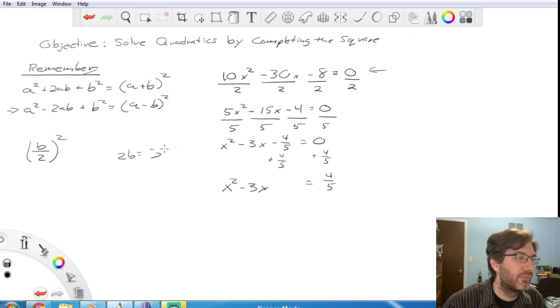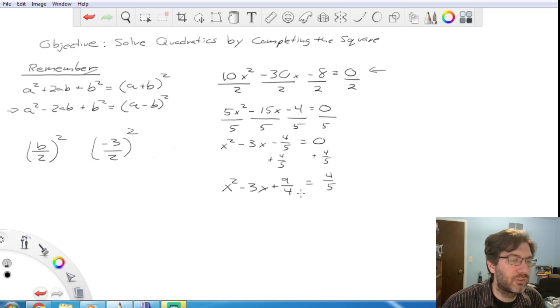But go ahead and plug it in, so you get negative 3 over 2 squared. Negative 3 over 2 squared is going to be, let's see, negative 3 squared gives you 9, and 2 squared gives you 4. I think we just had that one. And this is going to be positive because the negative gets carried with it. So just watch your signs.